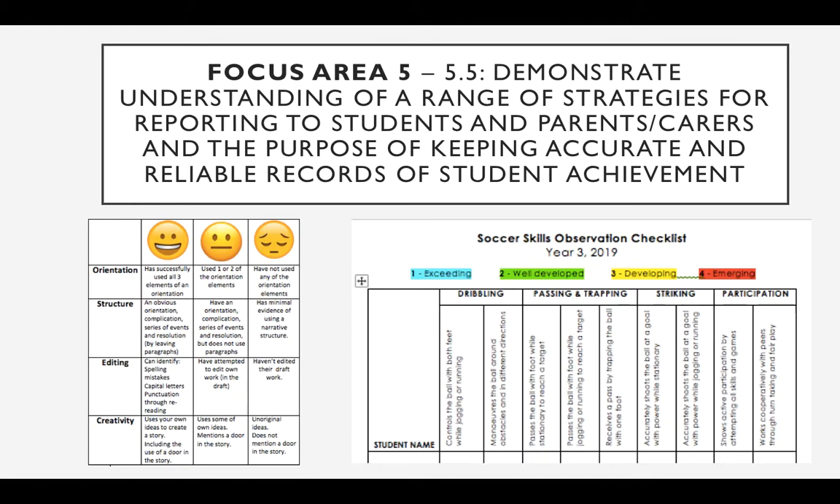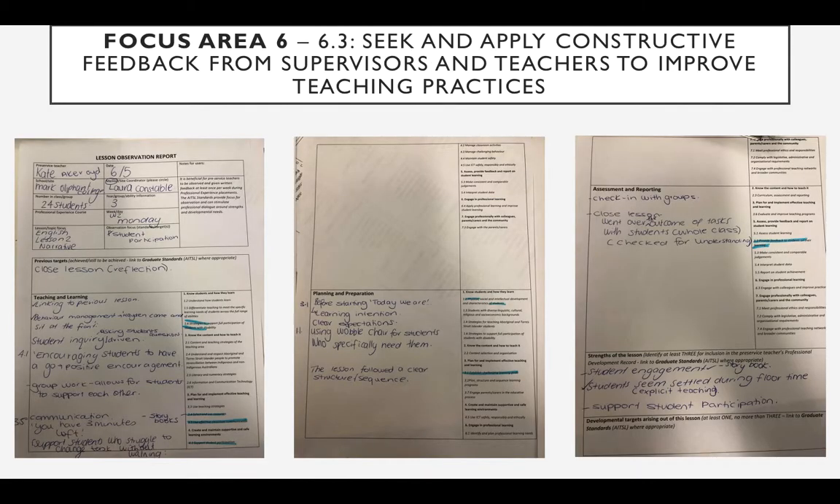The observation checklist was used to efficiently assess the skill development of students at the conclusion of the soccer unit that I taught. By using this checklist, I was able to place students into small groups and assess them based upon the criteria: exceeding, well-developed, developing, and emerging. These strategies are two that I plan on implementing in my own practice when assessing the learning of my own students. The reasoning behind this is due to the simplicity of the assessment framework and ease of data analysis when it comes to reporting student achievement to parents and carers.